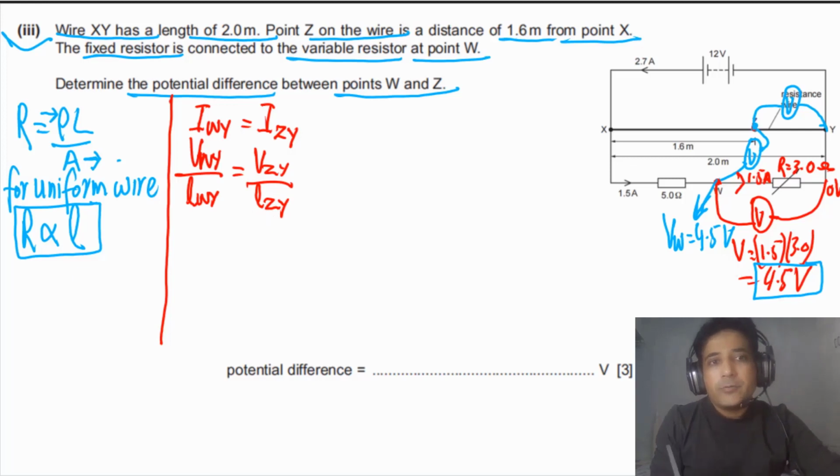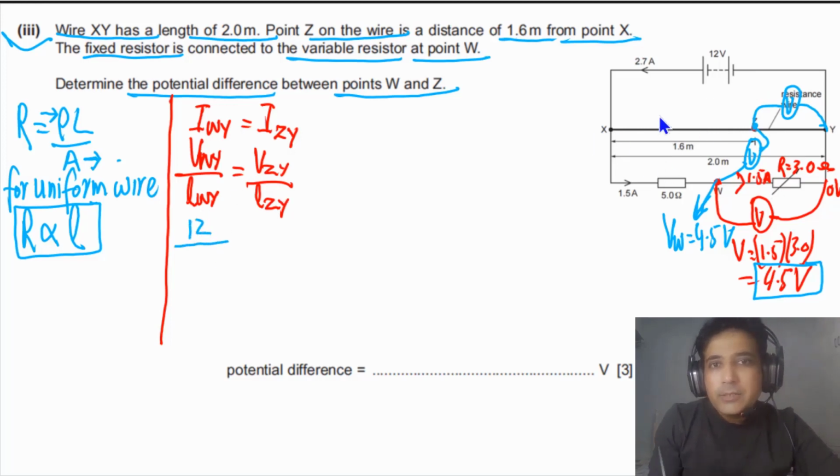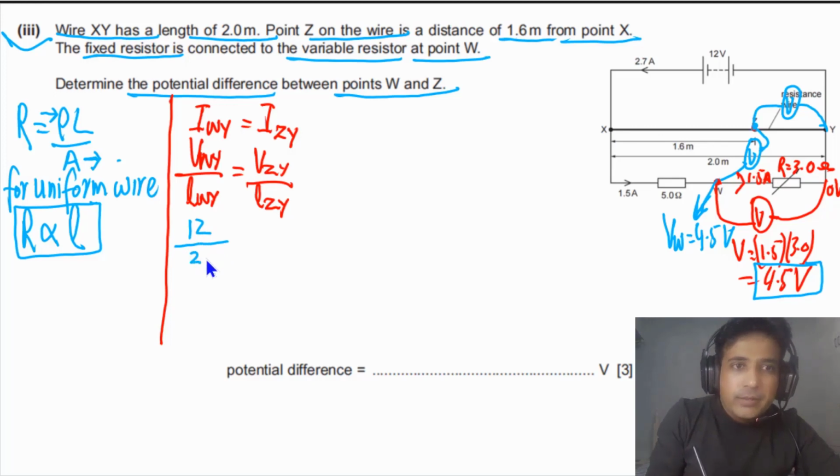zy part of the wire. Potential difference we have in this case across this total wire, that is equal to 12. So we can say this is equal to 12. And the length of the wire xy we have, that is equal to 2.0 meters. So VZY we need to find out.